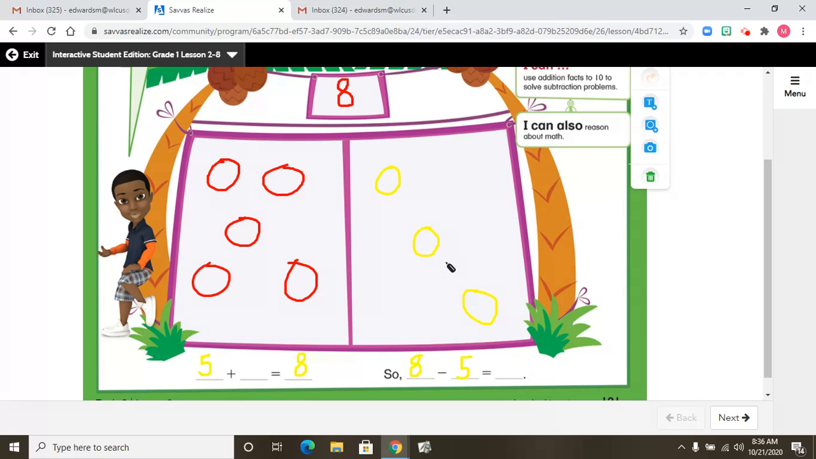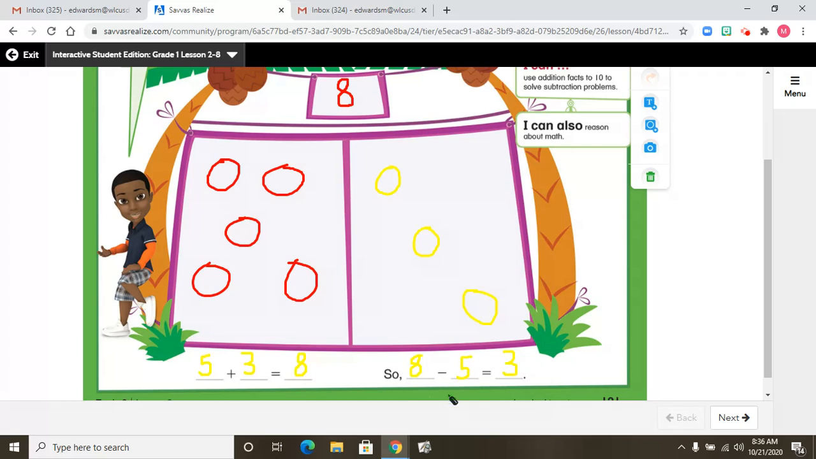So what is the missing part? The missing part is 3. So if you have 8 as a whole and you subtract 5 away, you are left with 3.